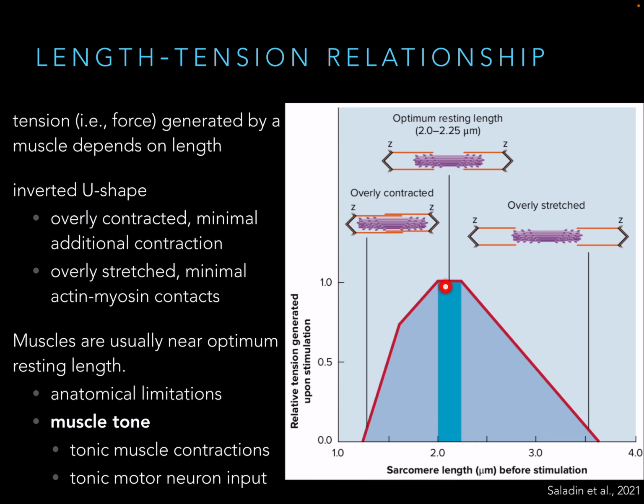The reason that we rest there is about twofold. First of all, the anatomical limitations of joints prevent muscles from being overly stretched to this tension-free length here. Secondly, our muscles and our motor neurons are never really silent in the long run. There's always some degree of activity, what we call tone, muscle tone, motor neuron tone. They're always a little bit active even at rest. And that, along with our anatomy, keeps our muscles resting at a length that makes them able to generate optimal force.